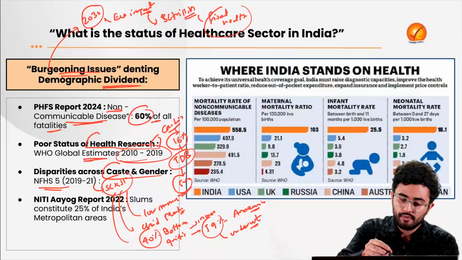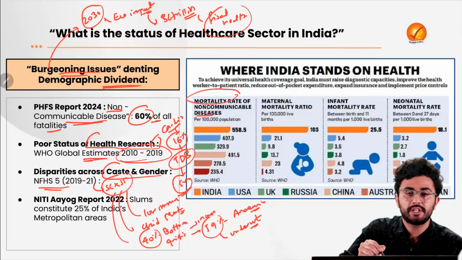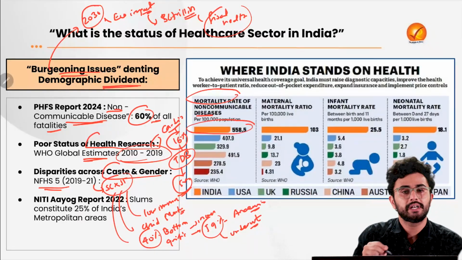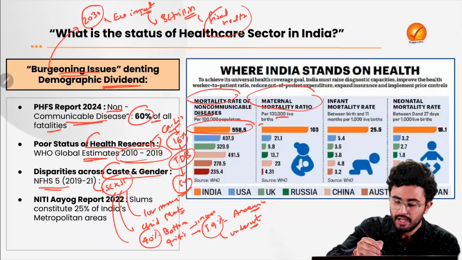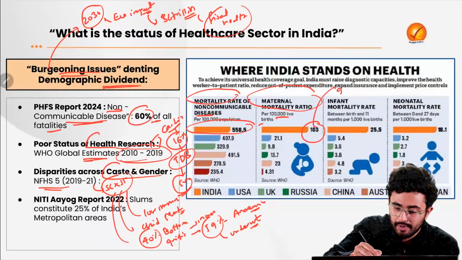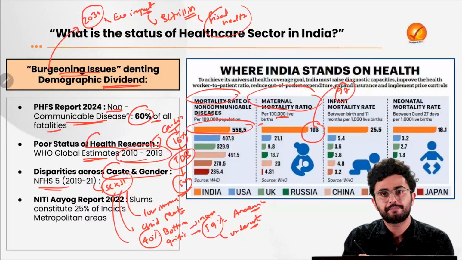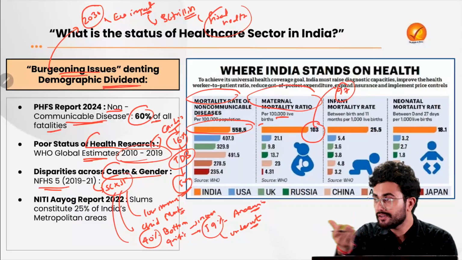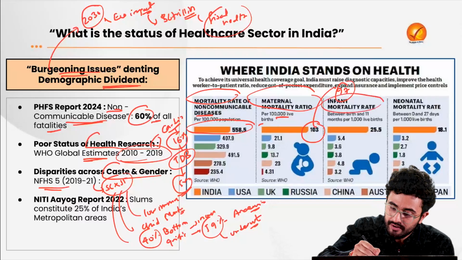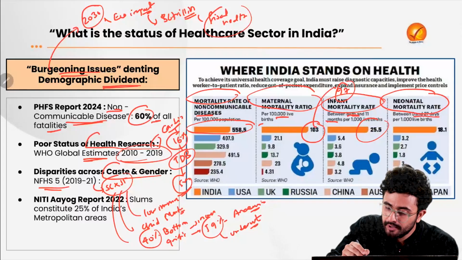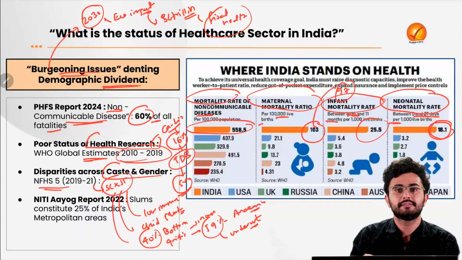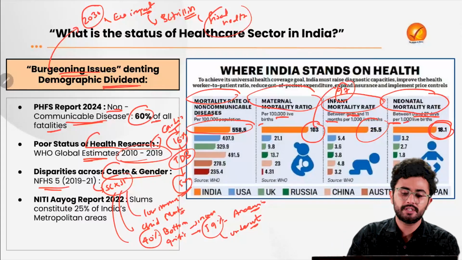That is also visible from, for example, the mortality rates. Just look at the staggering numbers India has. The maternal mortality ratio per 1 lakh live births has been stated here at 103, but currently it is around 97. But still that is quite high if we compare it with other economies. Just look at our infant mortality rate, which is basically between birth and 11 months, or our neonatal mortality rate, which is basically between 0 and 27 days. 18 children are dying out of 1000 live births.